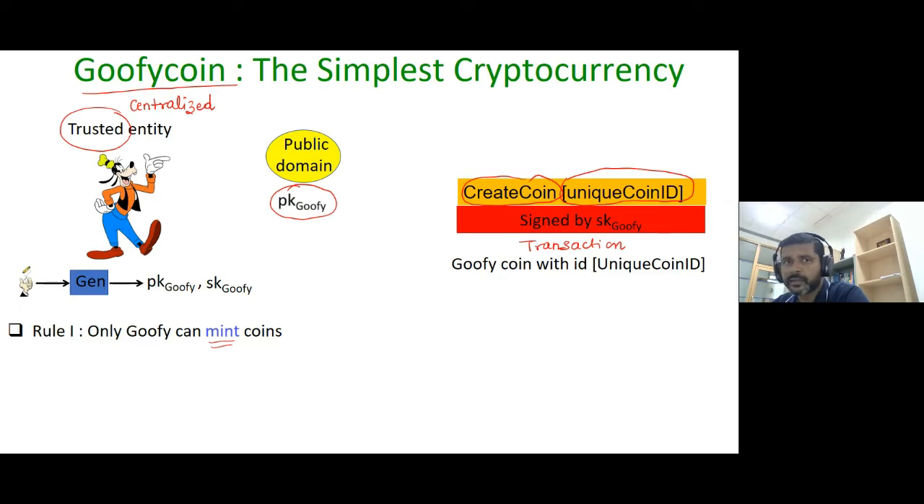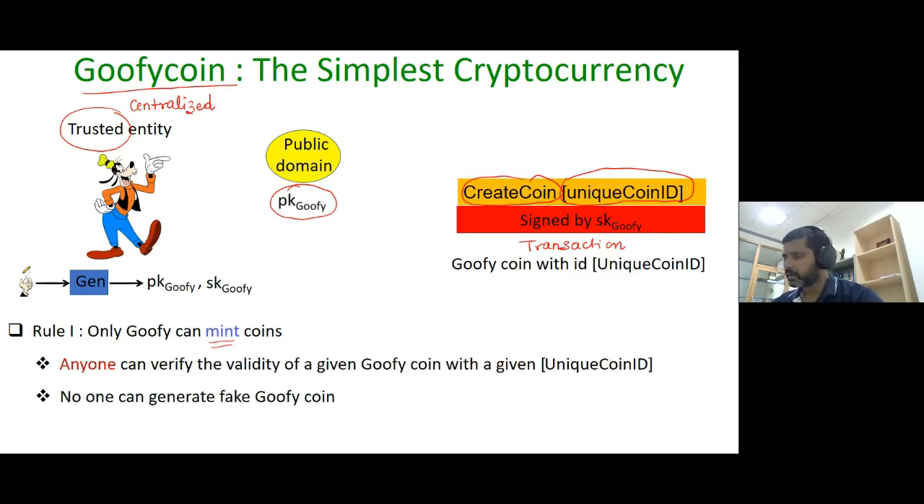Goofy will have the serial numbers of all the coins that it has generated till now. If it is now generating a new coin, it will assign a unique ID different from all the previous IDs. And he will also sign this transaction using his signing key. That's important. Once he generates and signs this transaction and makes it available in the public domain, then anyone can verify whether this is valid or not, right?